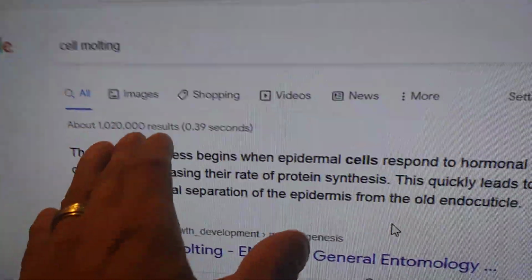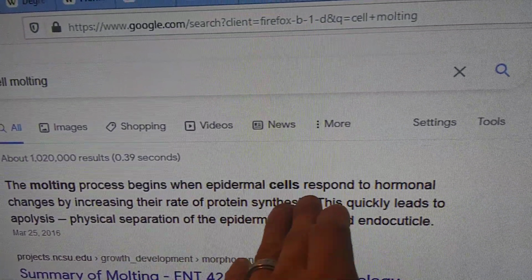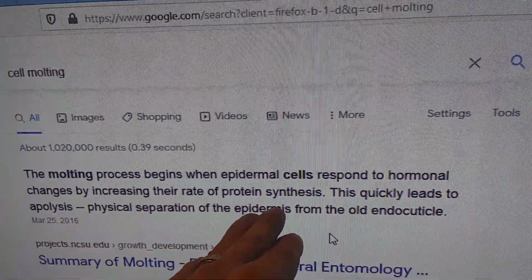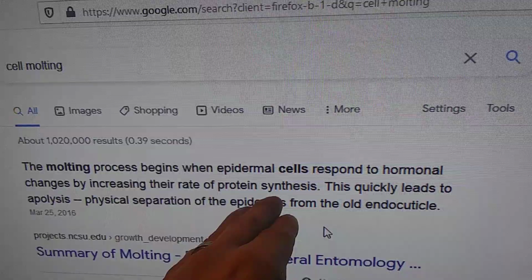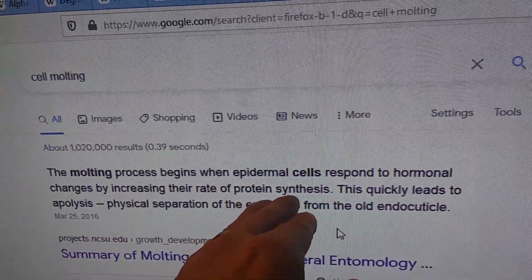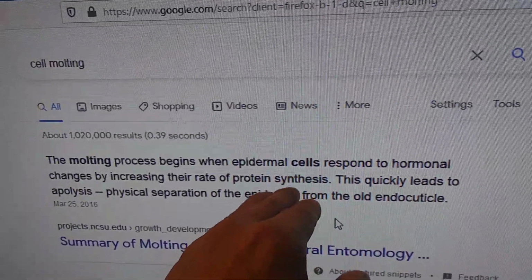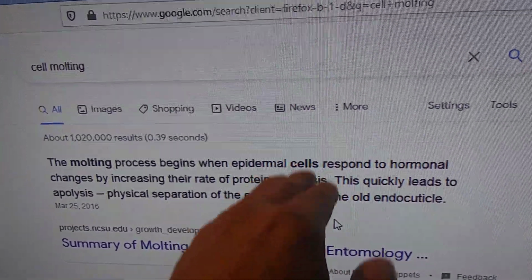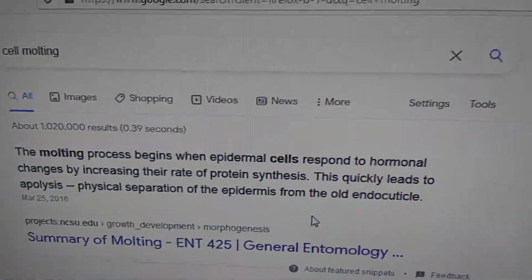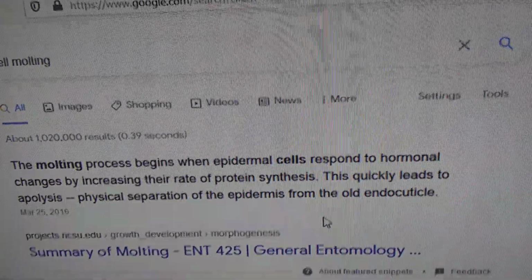Again, a molting process begins when epidermal cells respond to hormonal changes by increasing their rate of protein synthesis. In early Earth, it was molting, creating protein synthesis, which will eventually create life from carbon-based and nitrogen-based organic compounds. So I'm just throwing that out there.